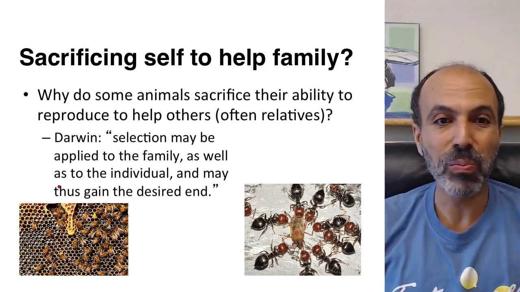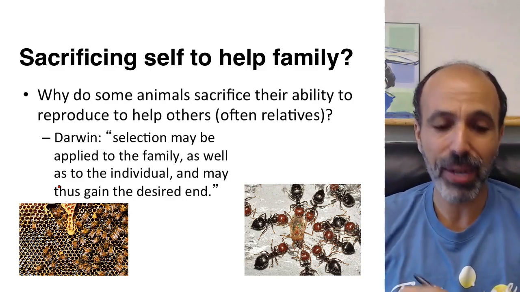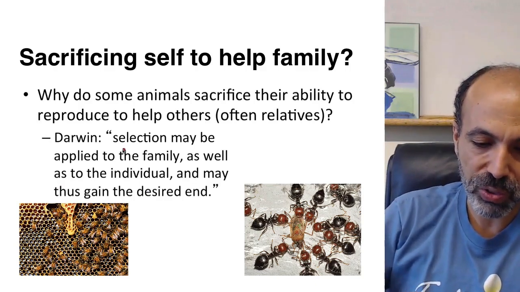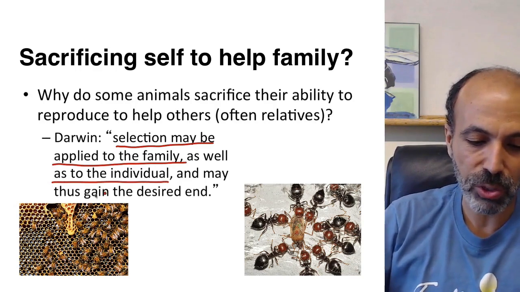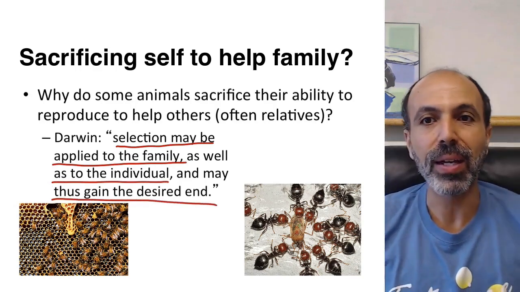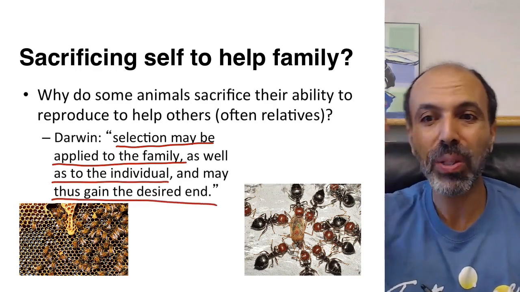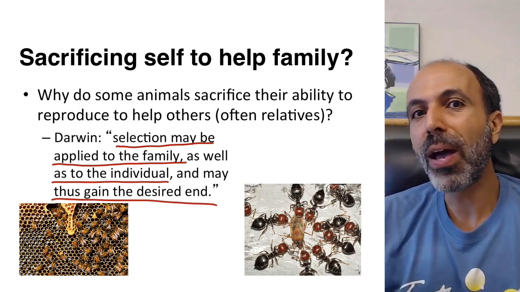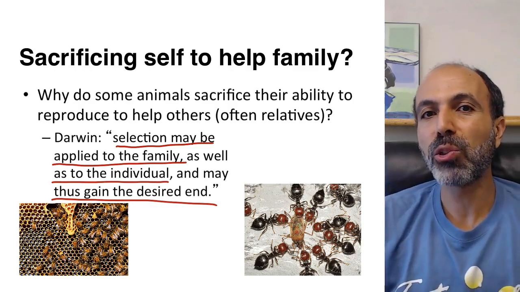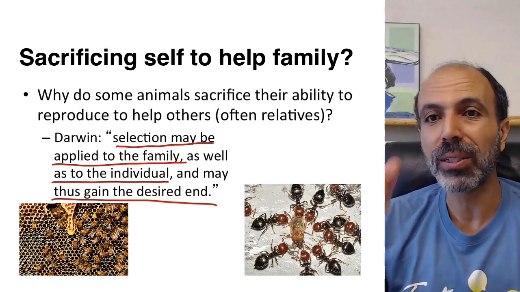Now, Darwin, as with most things, had some ideas on this, and he pointed out in his Origin of Species book, "Selection may be applied to the family as well as to the individual, and may thus gain the desired end." It's important to remember that you're related to your family. So when you help your family, you are actually helping the spread of your own alleles too.